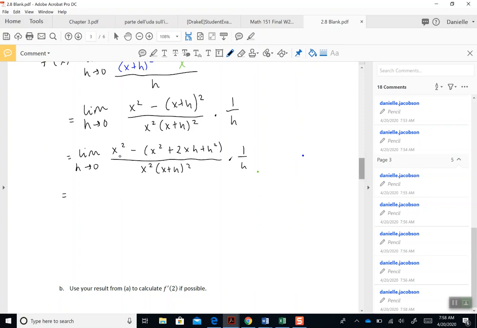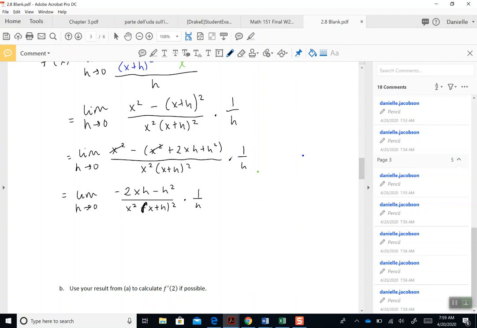Right here, I'm going to distribute my negative, and I'm also going to do my subtraction at the same time just to save some steps because I'm running out of space here. Okay, so x squared minus x squared is 0. Those terms zero out. Right, then I have a negative 2xh because I have to distribute that negative through. Okay, plus a negative, so really, well, okay, so negative times a positive gives me a negative, so I'll just say minus h squared, that's easier to do. Okay, all over x squared times x plus h all squared times 1 over h.